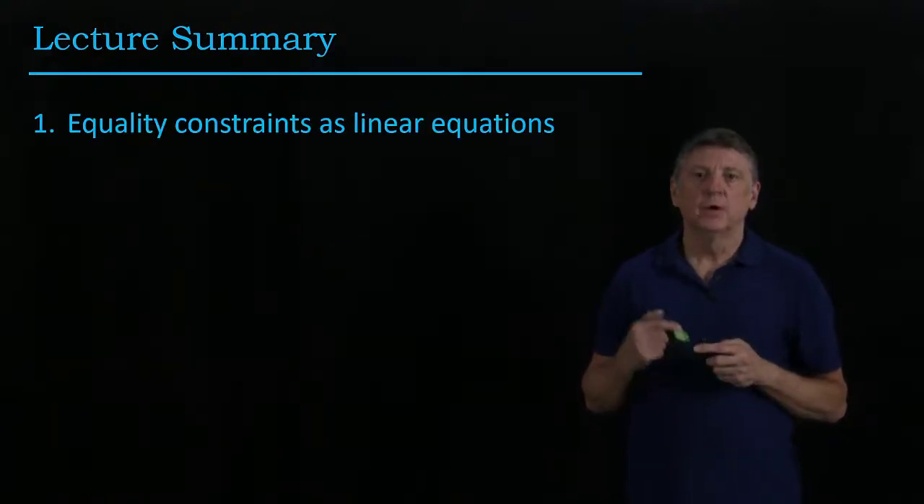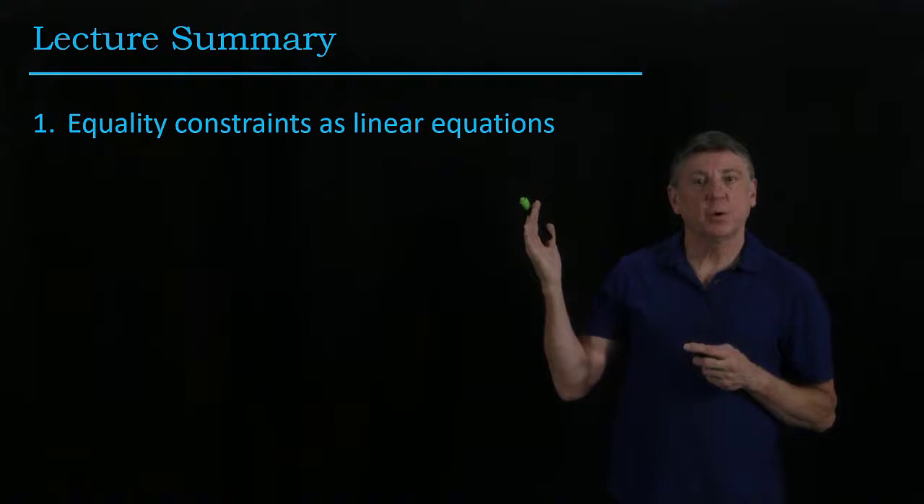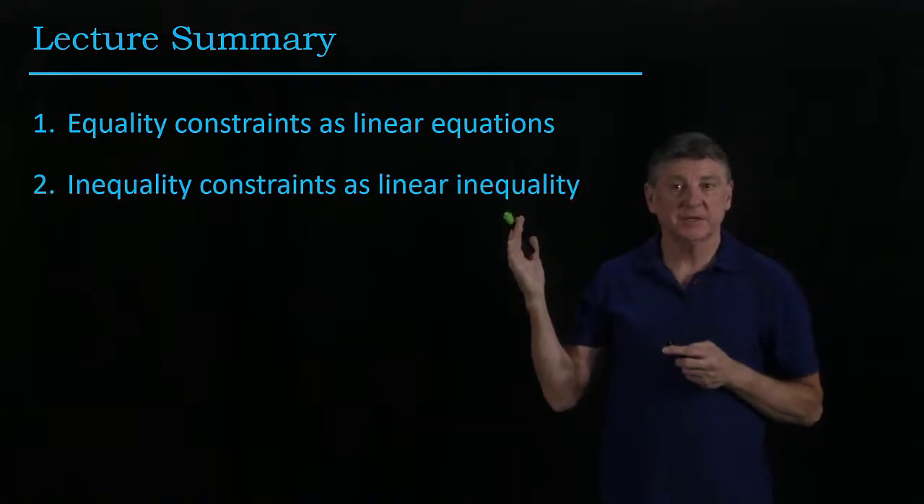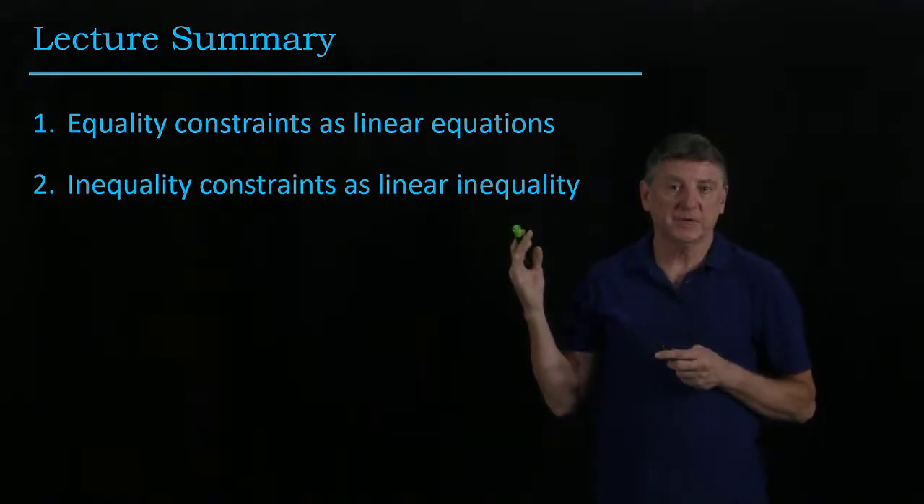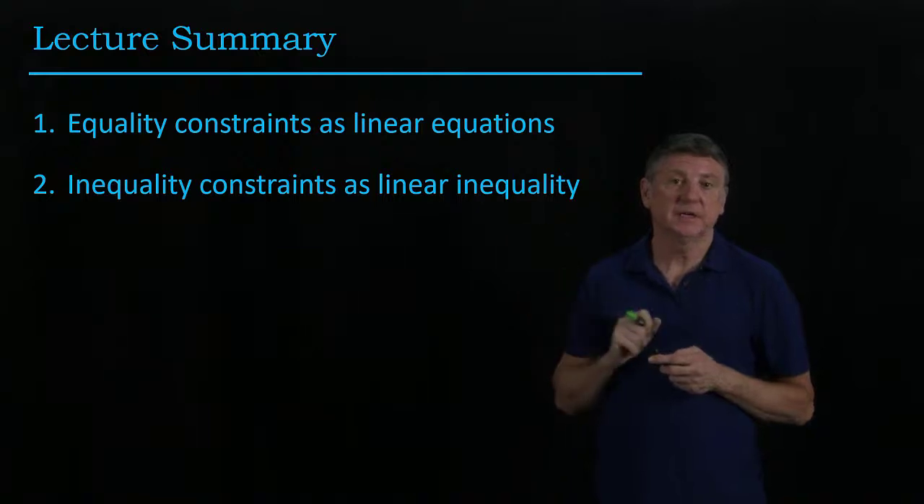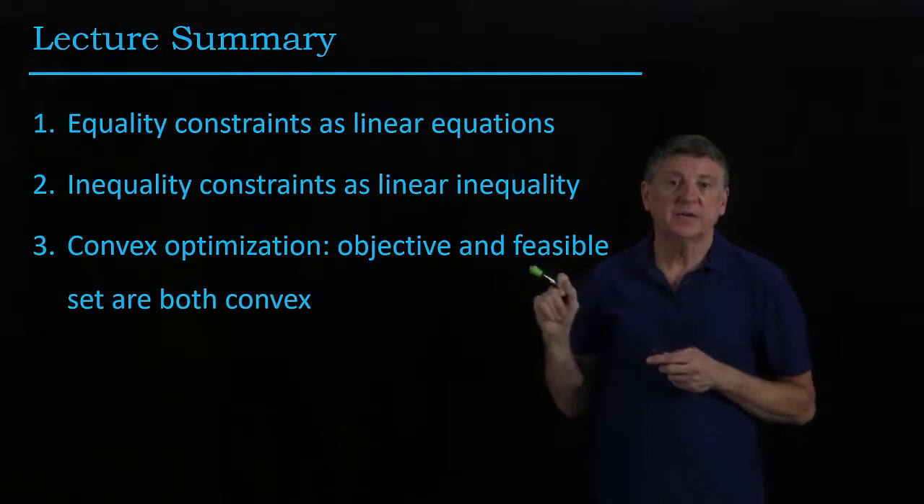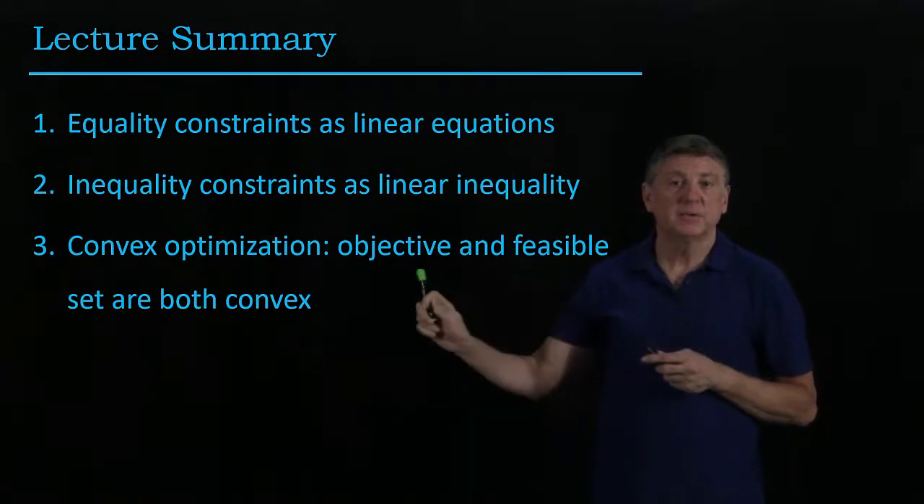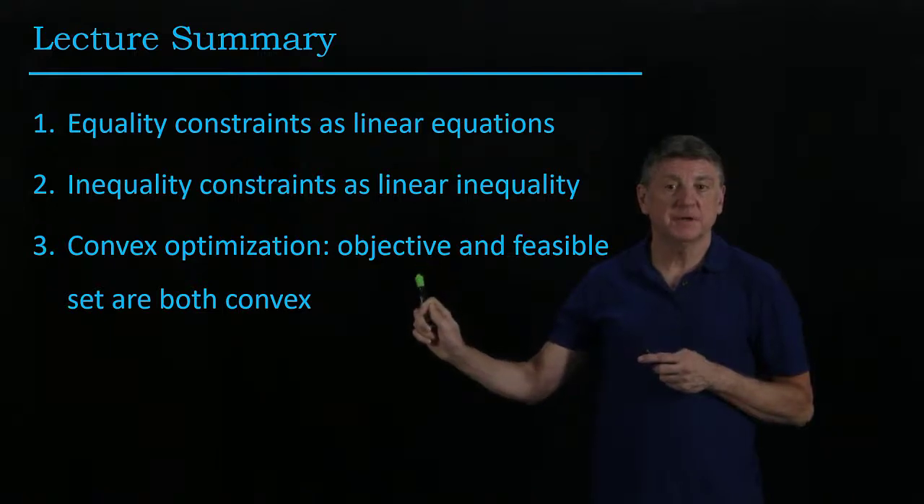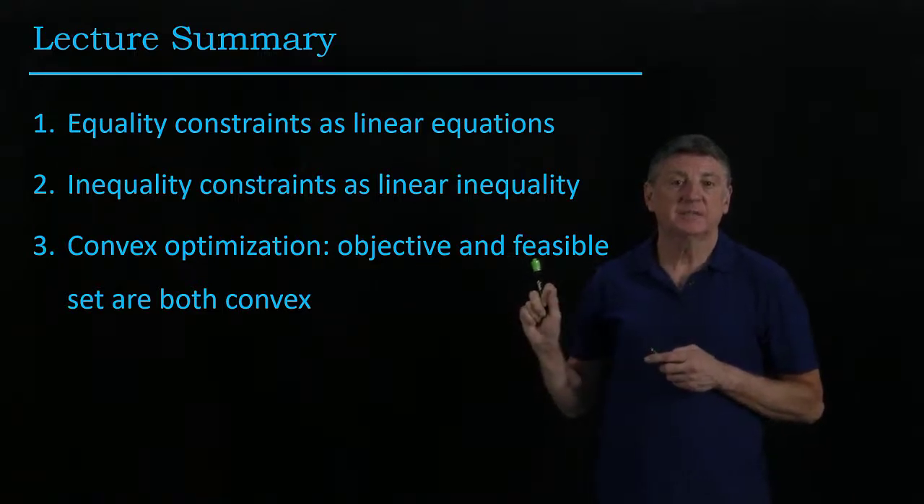So in summary, what we've done is we've represented equality constraints as linear equations. Our inequality constraints are specifically linear inequalities, and we're saying that a convex problem has both a convex objective function and a convex feasible set.